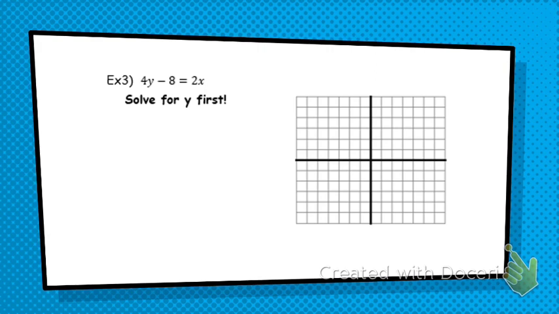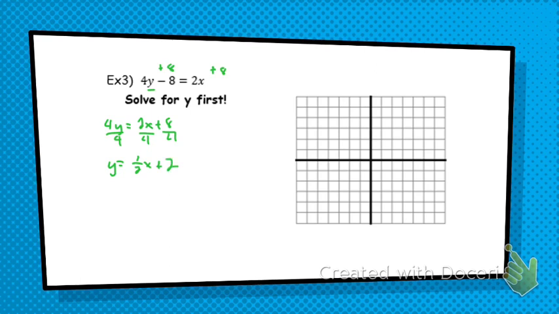All right, last one. If our equation's not set up in slope-intercept form, we need to get it that way first. So I'm going to start by isolating y, which would mean I would need to add 8 to both sides. So over here, I'm going to end up with 4y equals 2x plus 8. Then I'm going to divide both sides by 4. And then that will give you y equals 1/2 x plus 2.